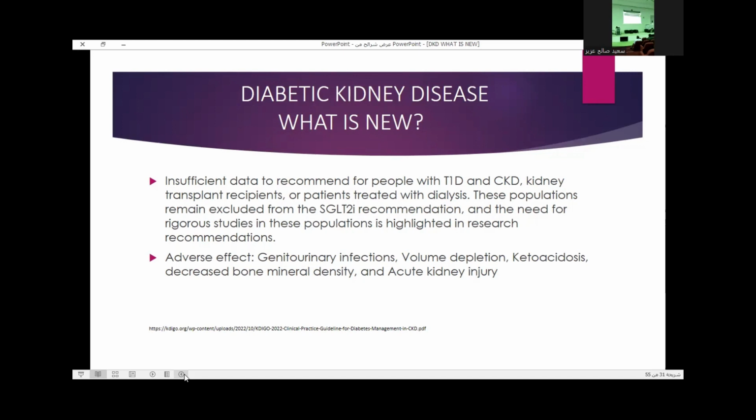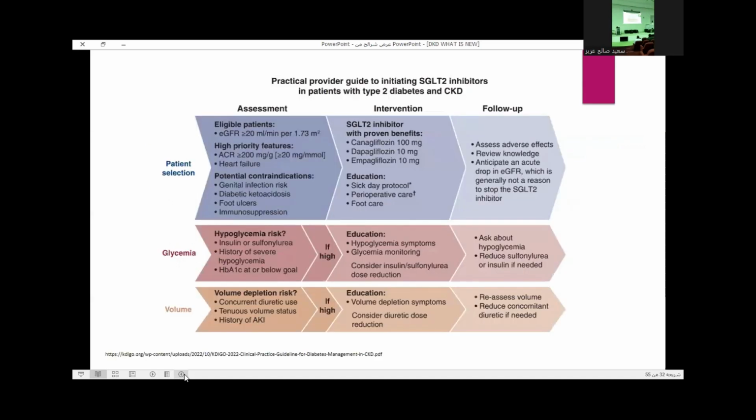This medication might not be suitable for all patients because it has many adverse effects, such as increased risk of genitourinary infection, volume depletion, ketoacidosis, decreased bone mineral density, and it can cause acute kidney injury. There is a nice guide from one of the articles published in the Journal of the American Society of Nephrology at the end of 2021 that gives us an estimate of how we could assess which patient is suitable for this medication.